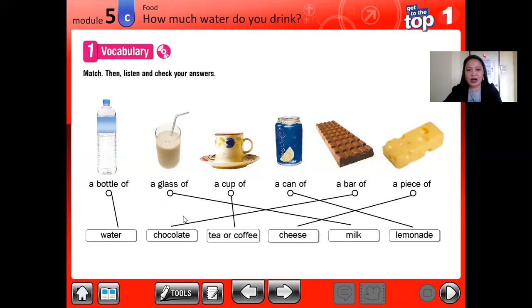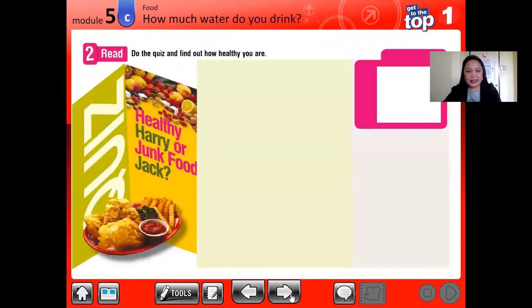Okay, so these are our vocabulary. Let's read it again. Ready? Start. A bottle of water, a glass of milk, a cup of tea or coffee, a can of lemonade, a bar of chocolate, and a piece of cheese. So these are our vocabulary for today. Next, let's move on to the next slide.